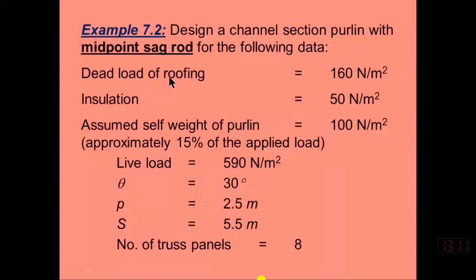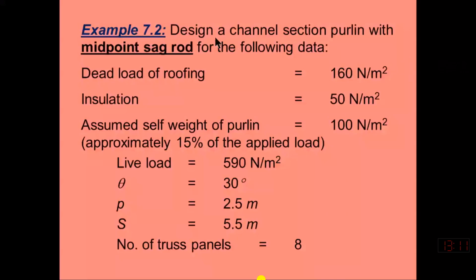Our data is the same, but what is asked in our statement? Design a channel section purlin with a midpoint sag rod. Midpoint sag rod means that we have to use one sag rod provided at the center in the lateral direction. As we discussed last time, the sag rod will only be used to constrain the bending in the y direction, or about the minor axis.